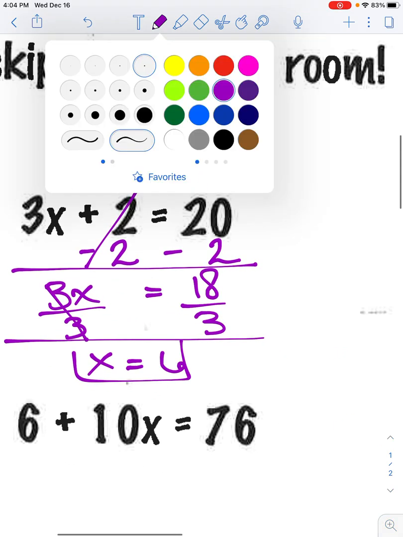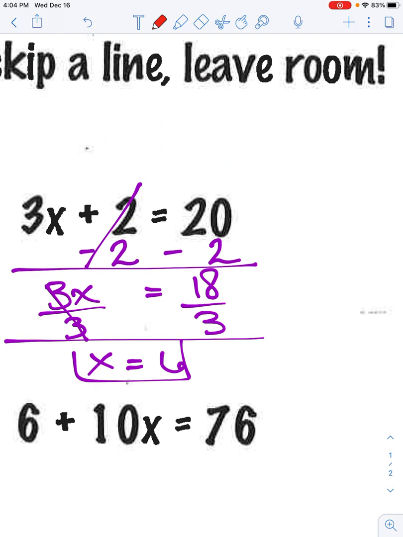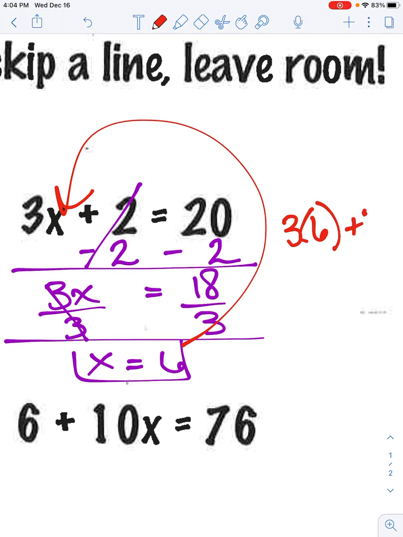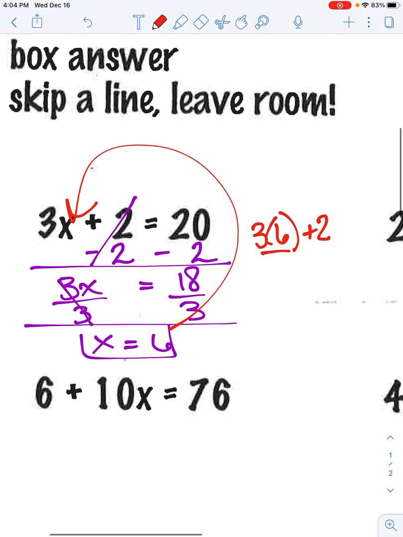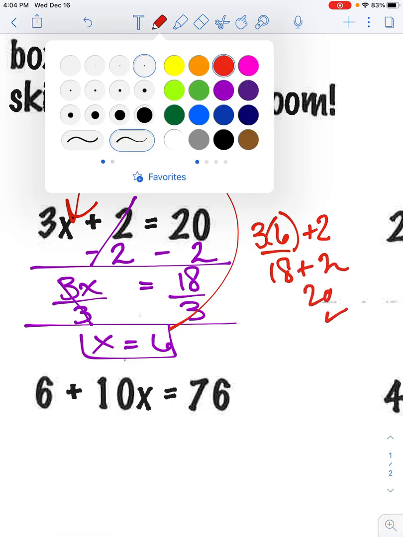Box your answer. I'm going to choose a different color, and I'm going to put this answer back in for x and see if it makes sense. 3 times 6 plus 2. 3 times 6 is 18. 18 plus 2 is 20. It checks out.